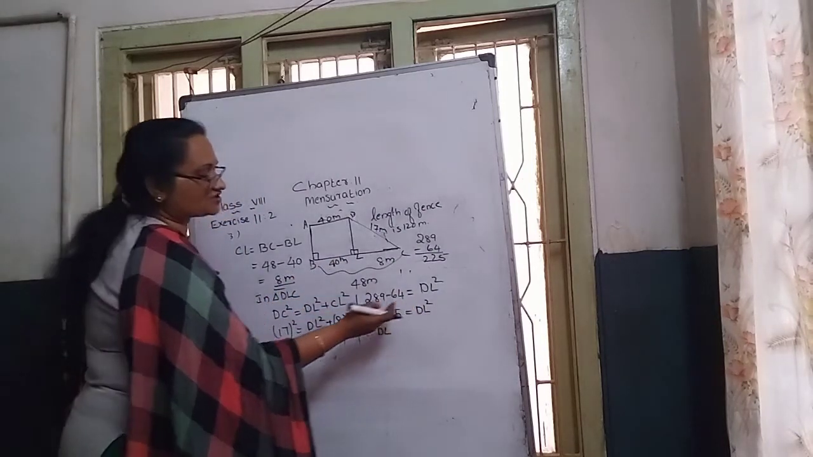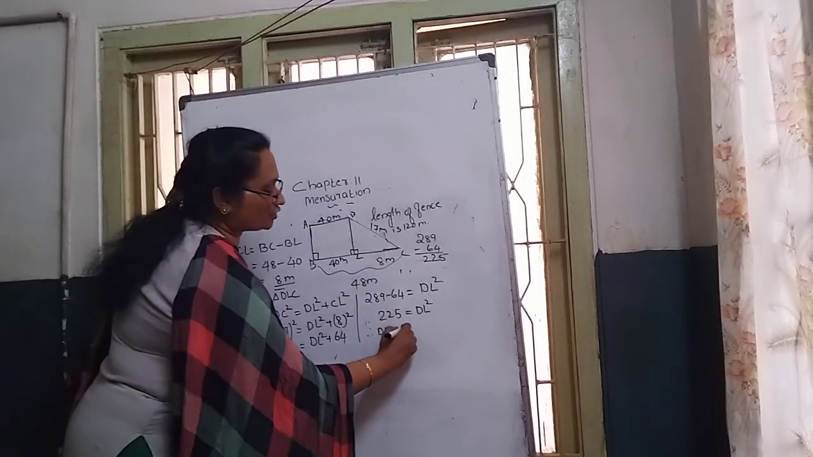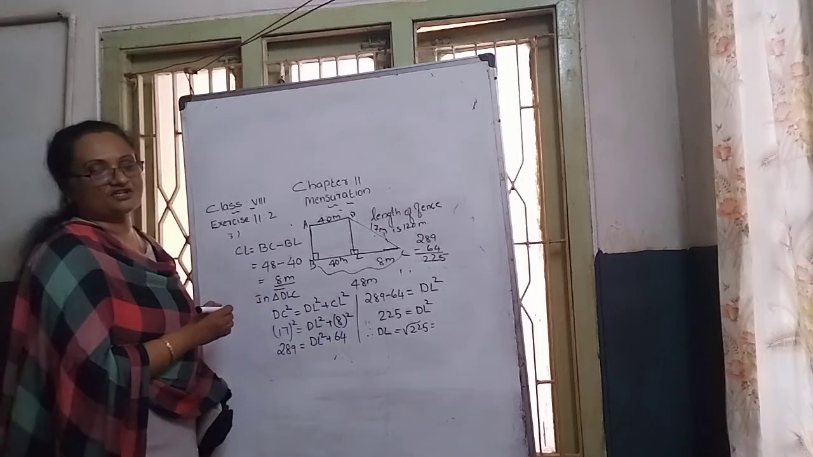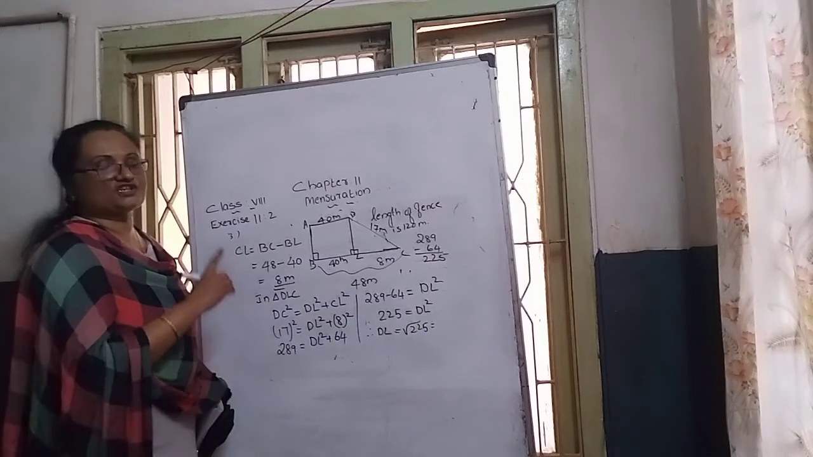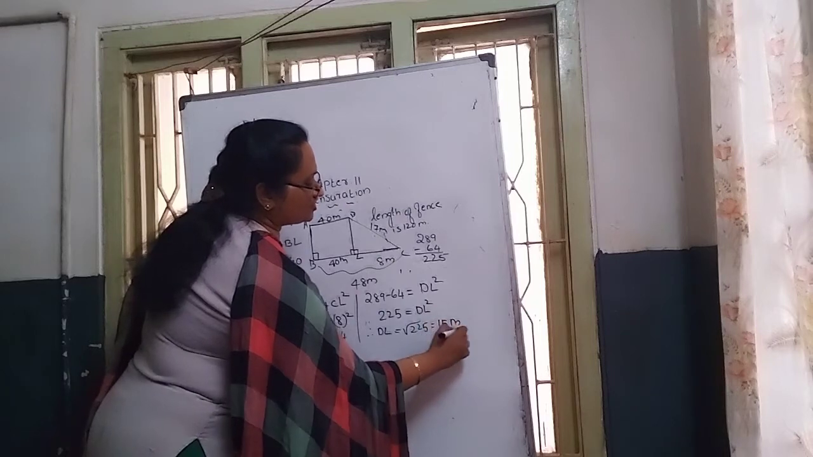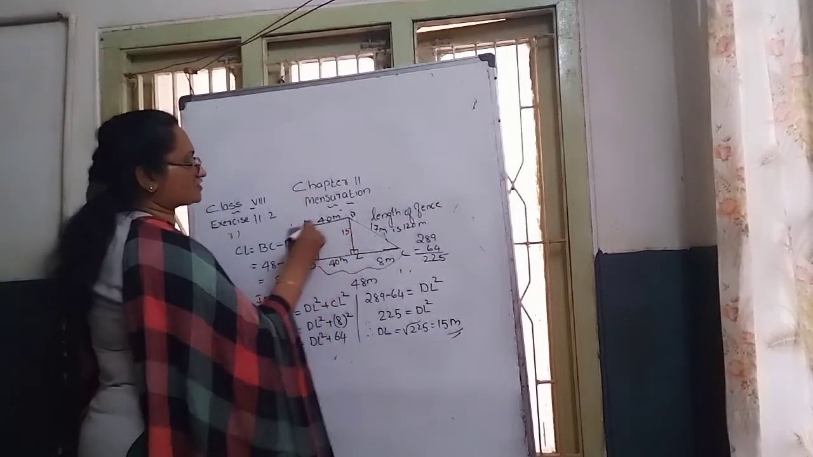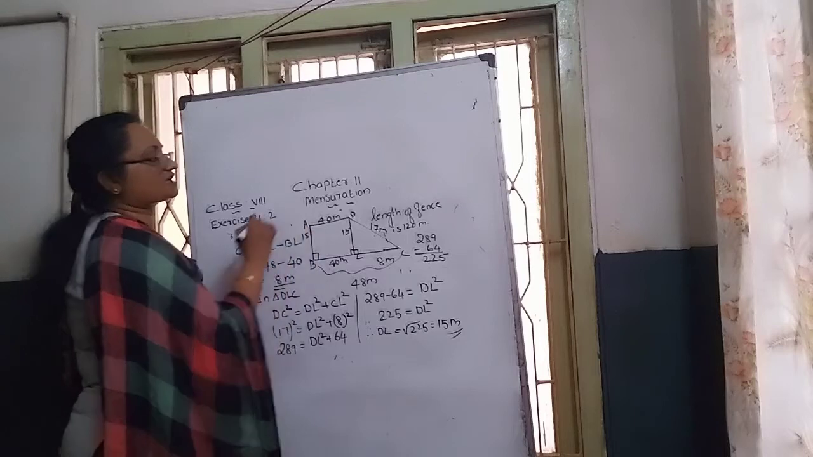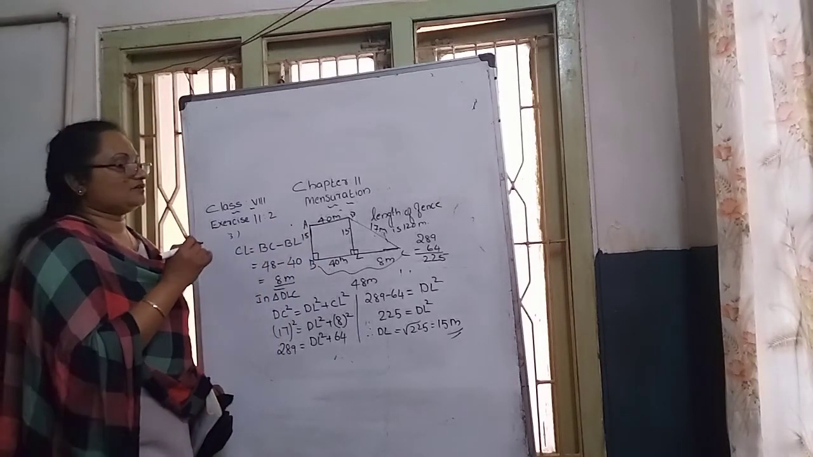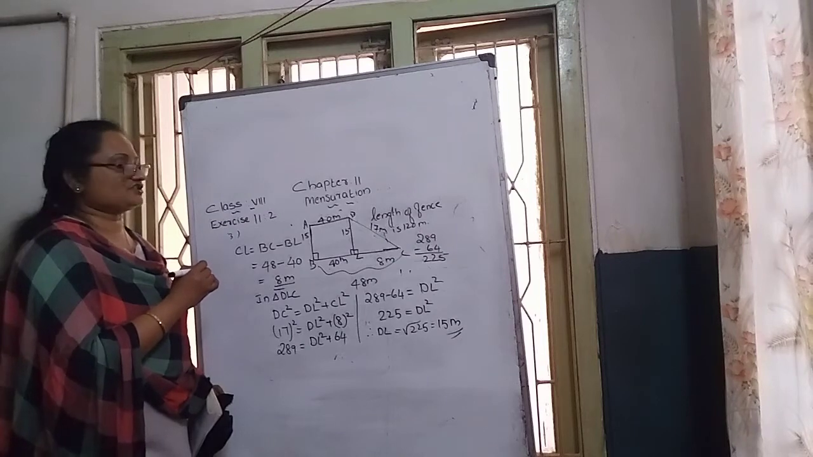Square root of DL square becomes DL. Square root of 225 becomes which? The same number multiplied by itself gives 225. 15 into 15 becomes 225. So how much will we get for DL? 15. Therefore we can say AB side also becomes 15 meter.